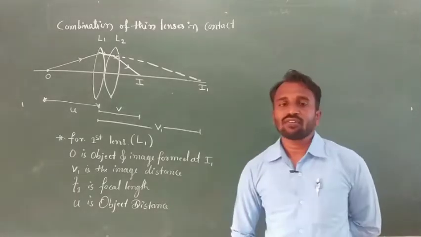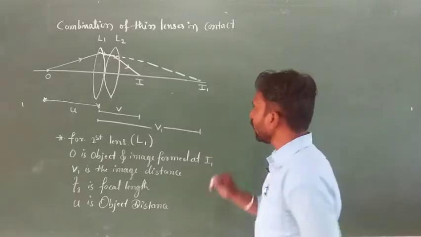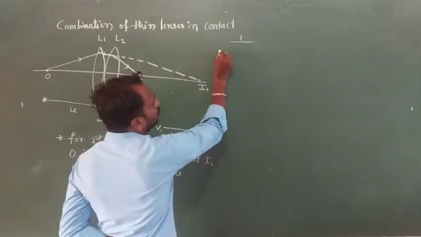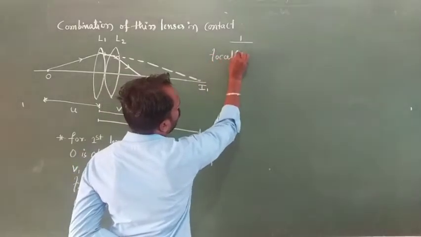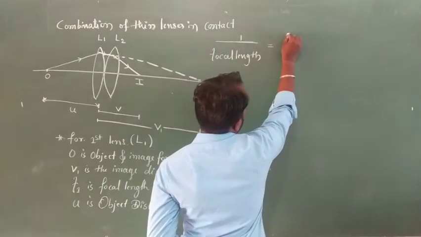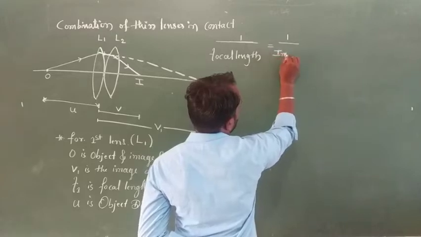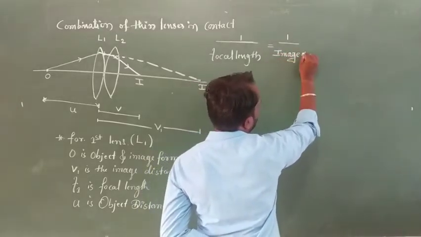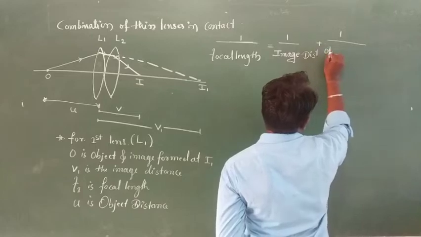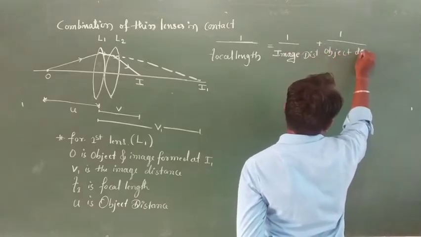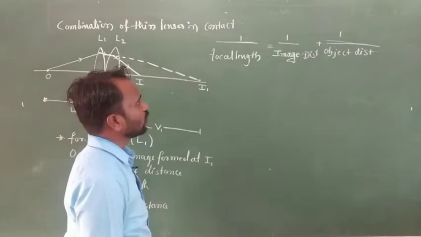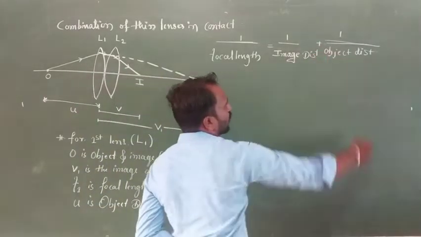Okay, the general formula of a lens, the lens formula: 1 divided by focal length is equal to 1 divided by image distance plus 1 divided by object distance.